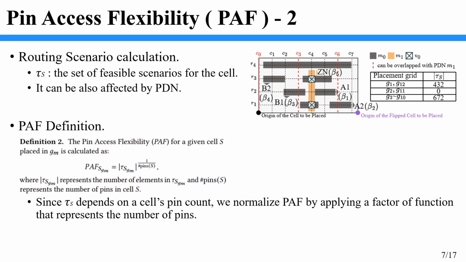So we can get routing scenarios from the previous algorithm, and these routing scenarios differ from the placement group because the PDN can overlap with pin endpoints and it constrains the number of routing scenarios. So this factor is also considered. And our PAF formulation accounts for the number of pins also, because we have to normalize the number of routing scenarios by the number of pins. So it ensures that cells with different pin counts maintain comparable flexibility measures.